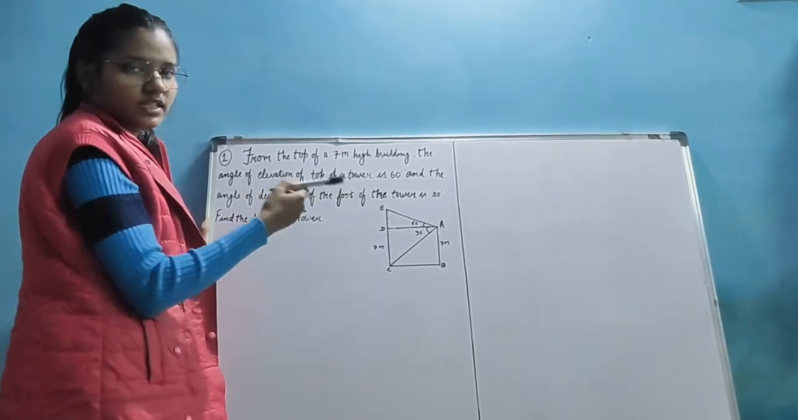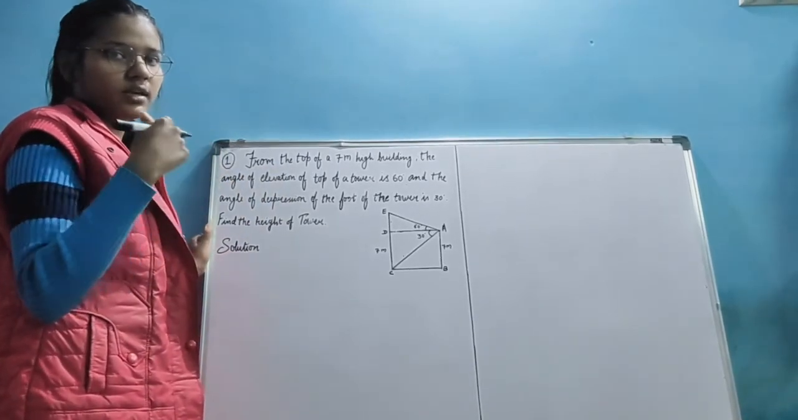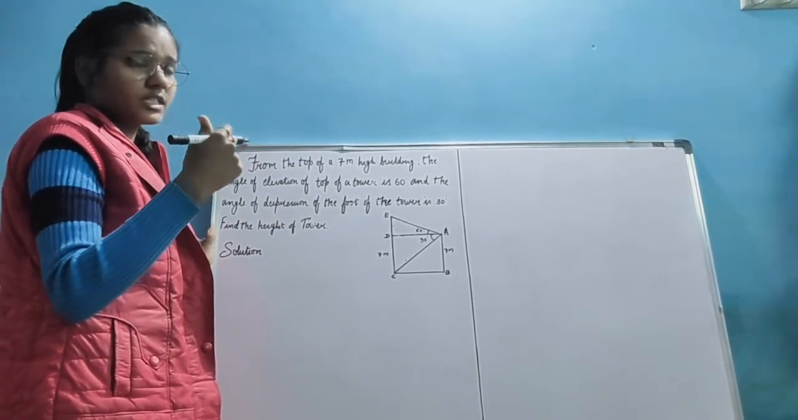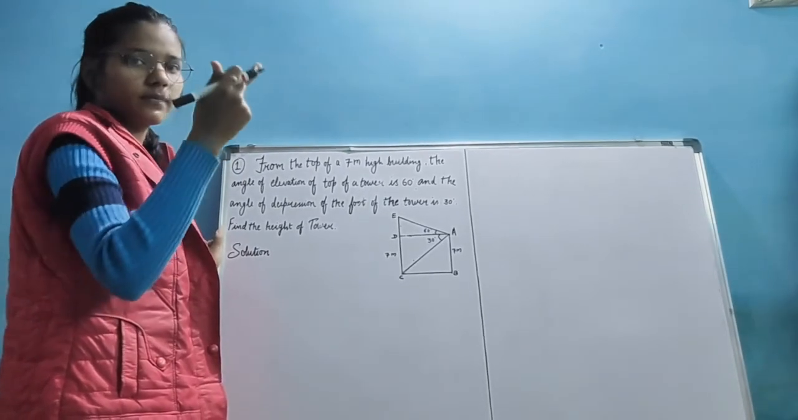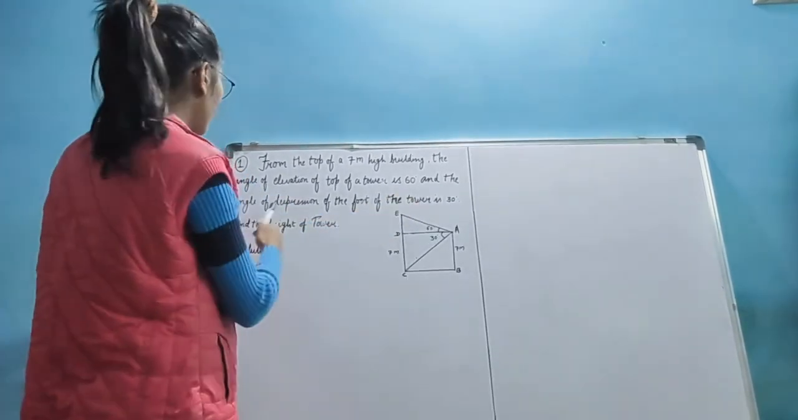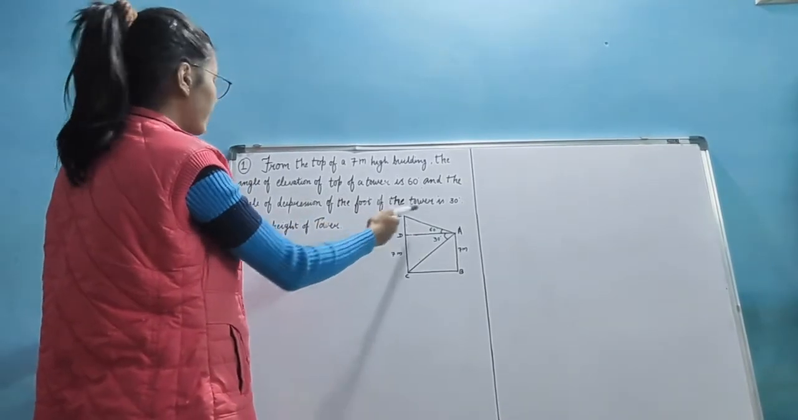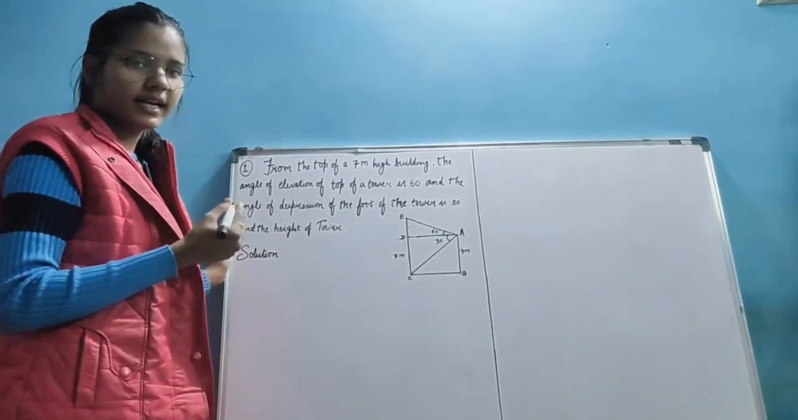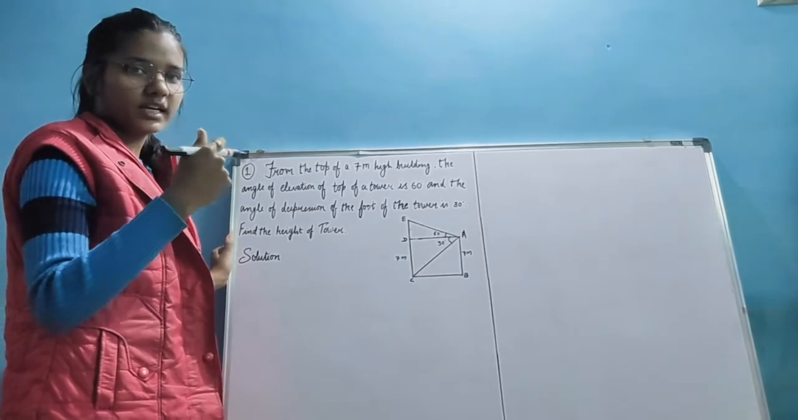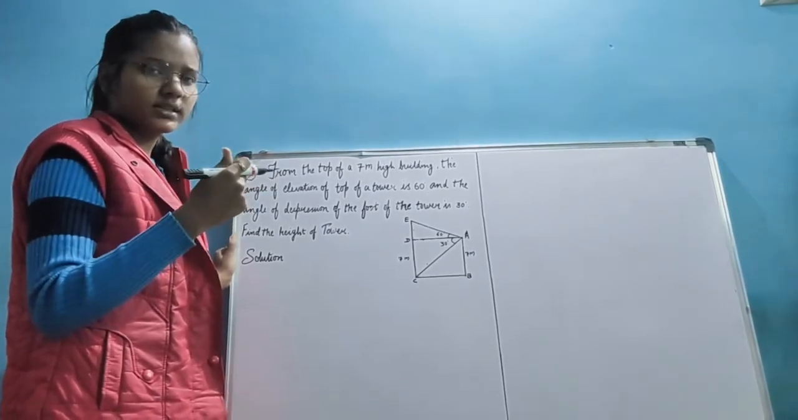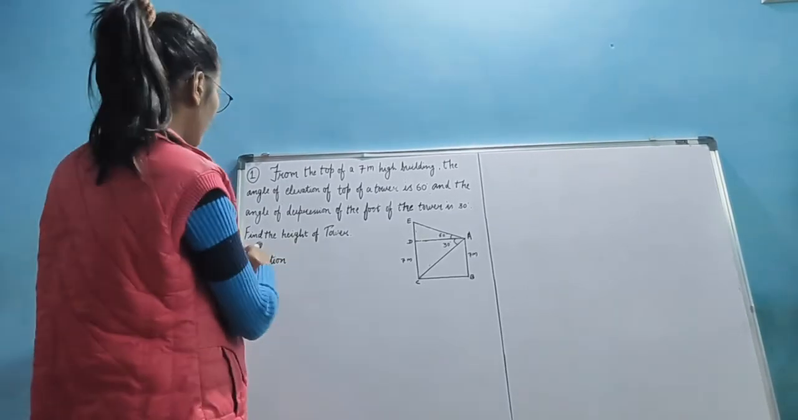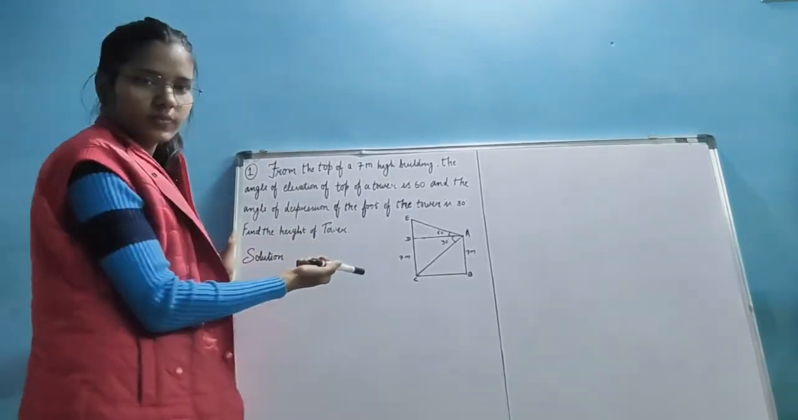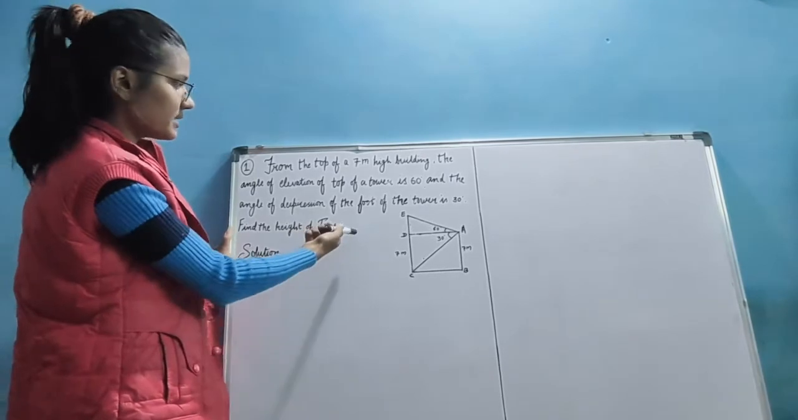The angle of elevation is the angle which is made between the horizontal line of sight and the object when a person looks upwards. And the angle of depression of the foot of the tower is 30 degree. Angle of depression is that angle which is made between the object and the horizontal line of sight when the person looks downwards to the object. Find the height of the tower. I guess you can understand the question.